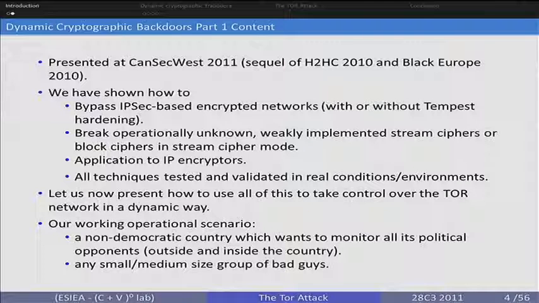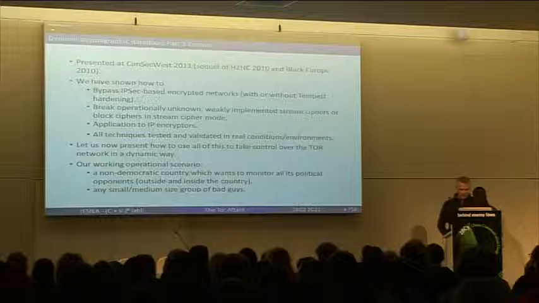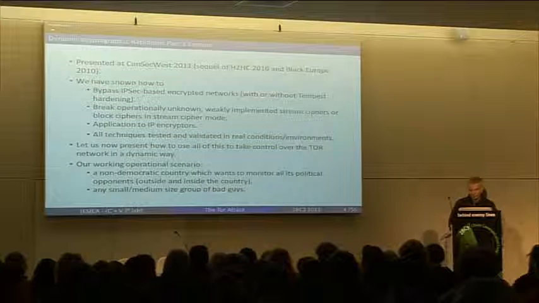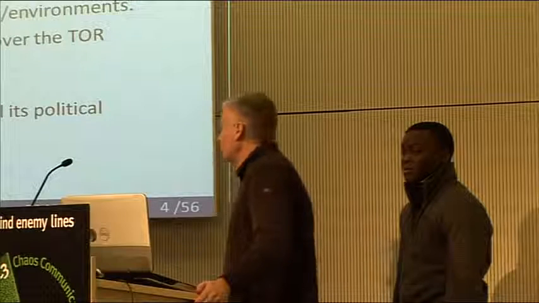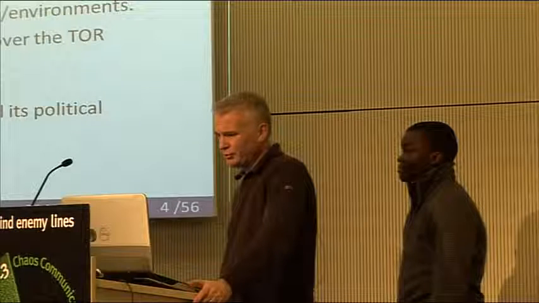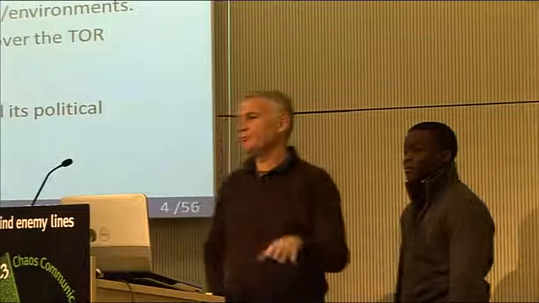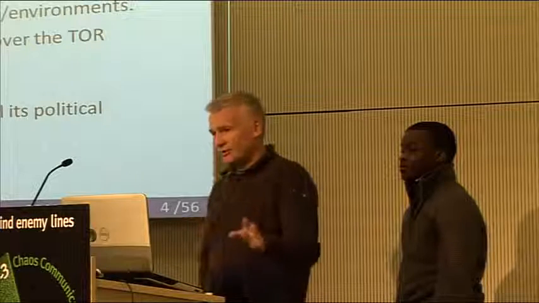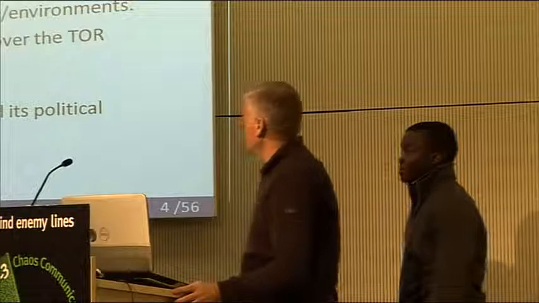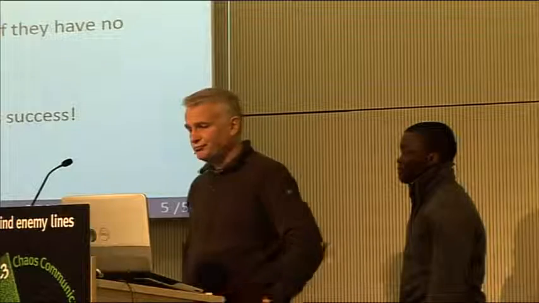So now we are going to explain how it is possible to apply this kind of technique over an encrypted network like Tor or any other network of this type. So the starting scenario can be either a non-democratic country. We want to monitor, not to block. The aim is not to block the network. It's quite the contrary: just to monitor and to survey all the political opponents, be it inside or outside the country, or any small group of bad guys.